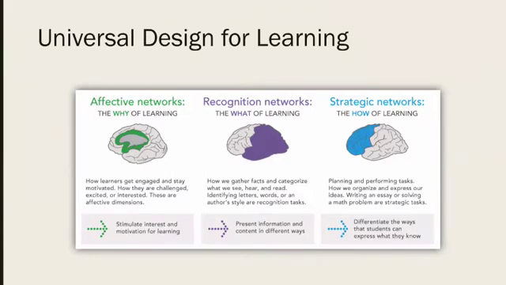And then the strategic networks are right at the front of the brain. So that's the how of learning. How we actually act on and express what we know.